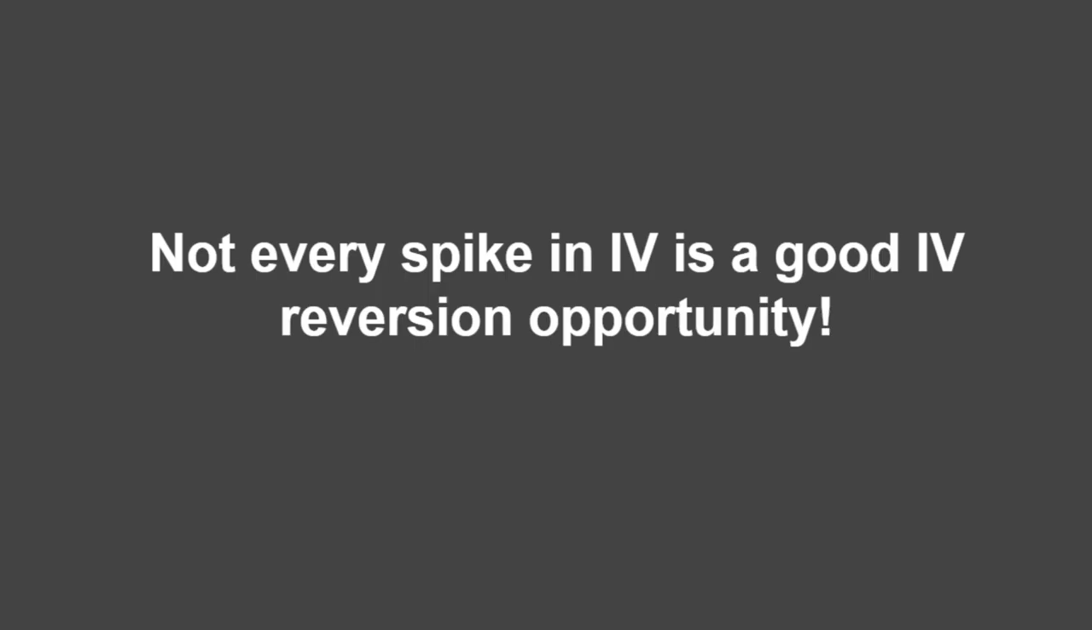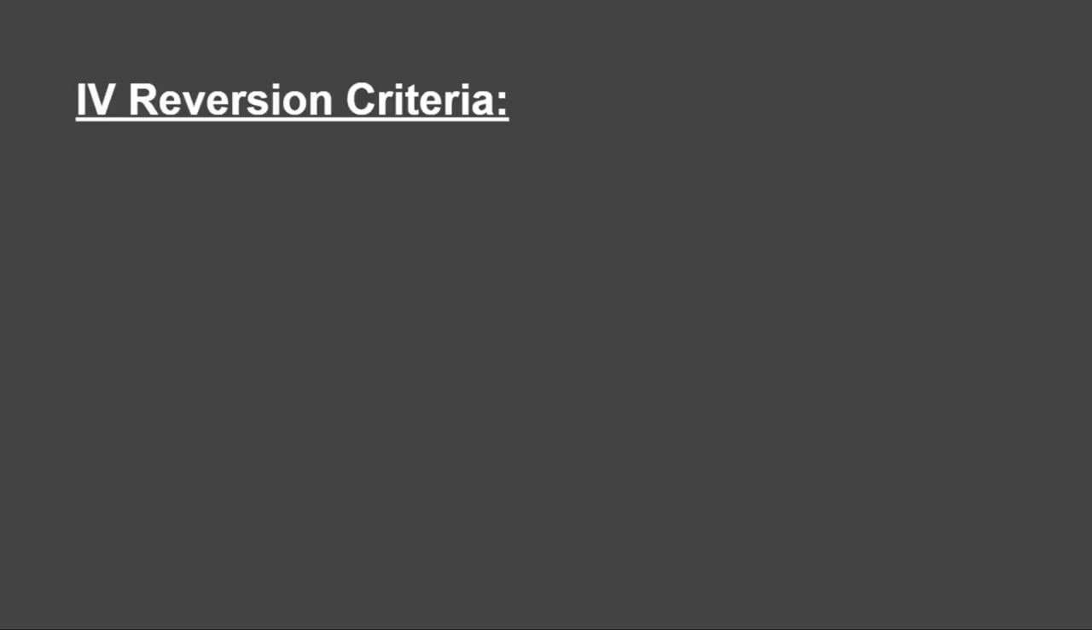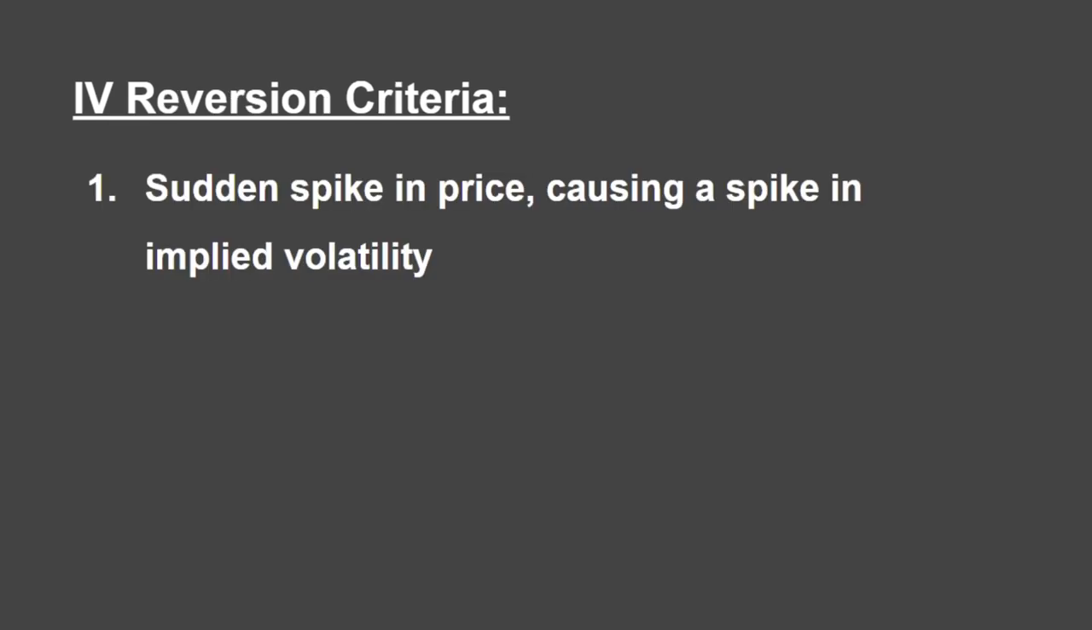But one thing that is very important to point out is that not every spike in implied volatility is a good implied volatility reversion opportunity. We have outlined four different criteria which we believe are very important to keep an eye on for a trade to fall into our IV reversion strategy. The first is a sudden spike in price causing a spike in implied volatility. We saw some really big spikes on Robinhood and Corsair on the previous slides. That's exactly what we're talking about when you see not only the spike in the price of the stock, but the corresponding spike in implied volatility that we saw plotted by the blue lines below those charts.